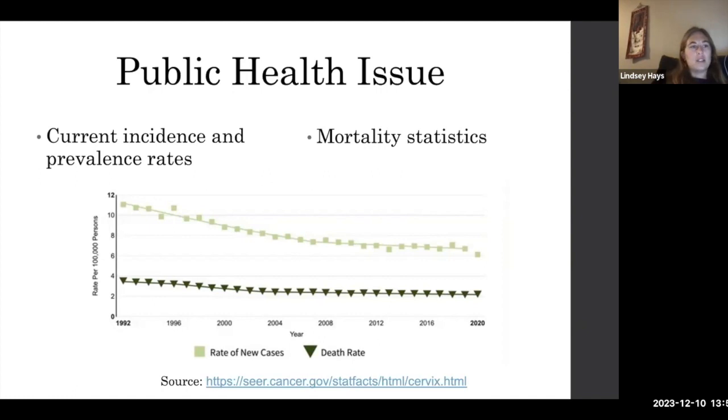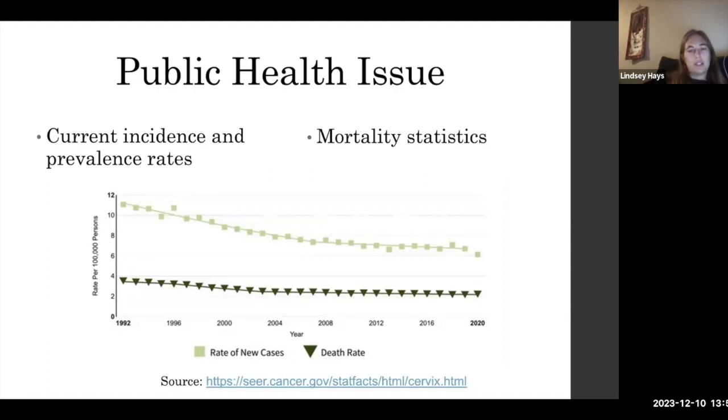The current incidence of cervical cancer in the United States is 11,500 people diagnosed, the last time the statistic was collected, in 2020, and it accounts for 0.7% of all new cancer cases in the United States. The rate of new cases has continued to decrease over the last 3 decades, from 11 out of every 100,000 people to 6 out of every 100,000 people. And that can be due to different screening techniques that are now out there.